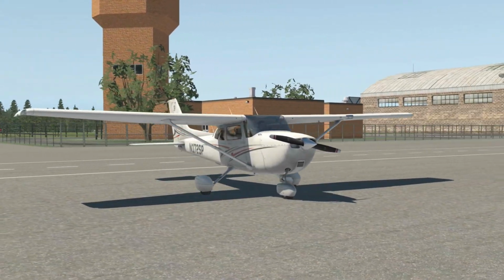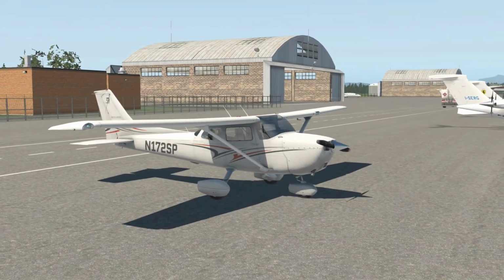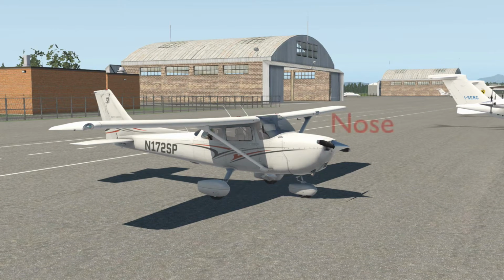So let's go ahead and just deal with the major parts of this aircraft. Part number one we're going to take a look at is the nose of the aircraft. The nose contains our power plant. It's attached to our propeller for propulsion. The exhaust system is also in the nose of the aircraft. So the nose of the Cessna contains our power plant for thrust.